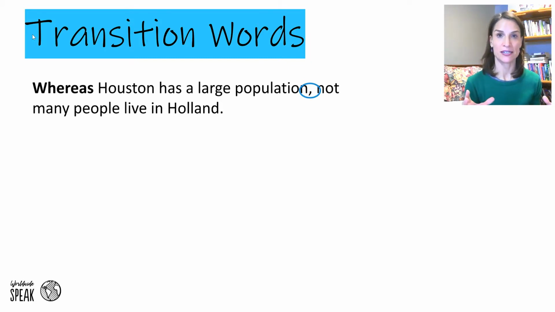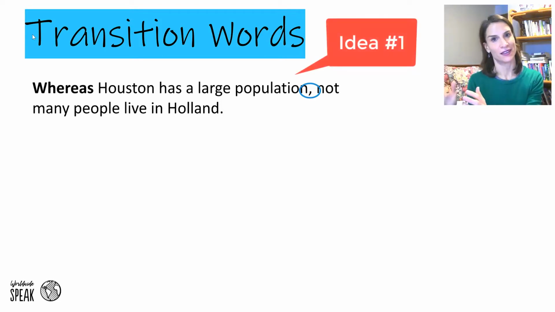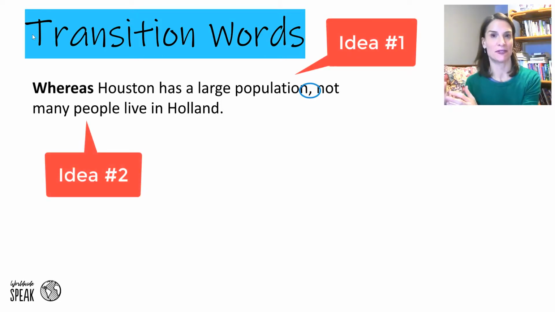So I have two different ideas. Houston has a large population. Holland doesn't. Not many people live in Holland. I'm combining these two ideas into one sentence with the word whereas, which signals that there's this contrast. And I'm also going to use a comma separating the two ideas.